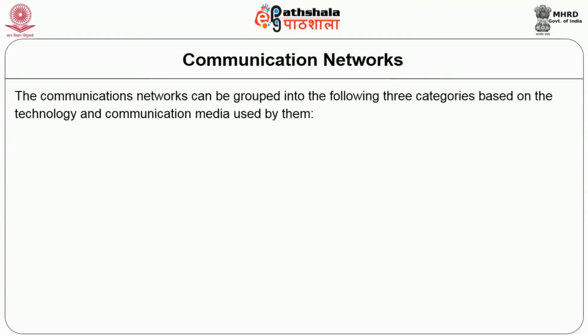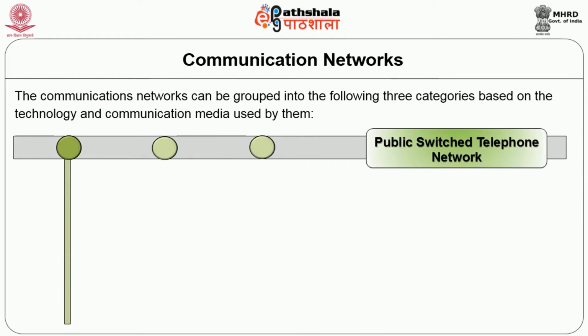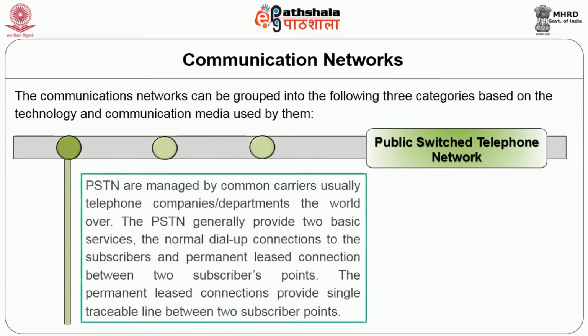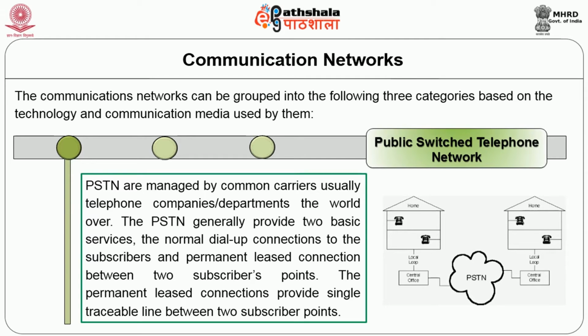The communication networks are grouped into three categories based on the technology and communication media used by them. Number one is the Public Switched Telephone Network, PSTN. It is managed by common carriers, usually telephone companies, departments, worldwide. PSTN generally provides two basic services: the normal dial-up connections to the subscribers and permanent leased connection between two subscriber points. The permanent leased connections provide a single traceable line between two subscriber points. The leased lines are generally less prone to noise than dial-up lines.